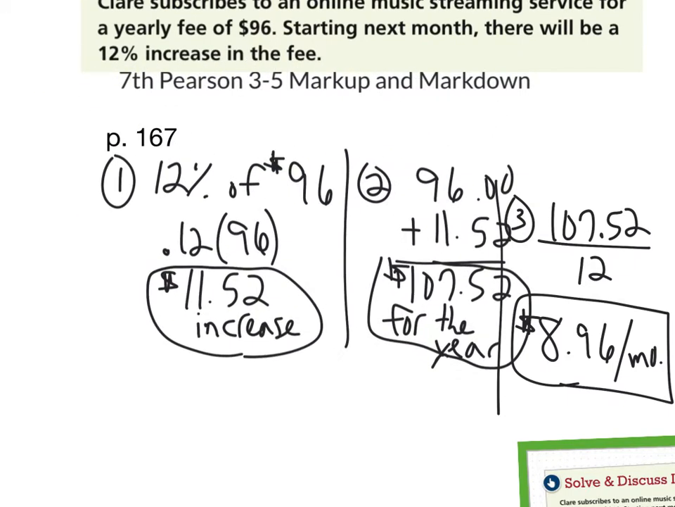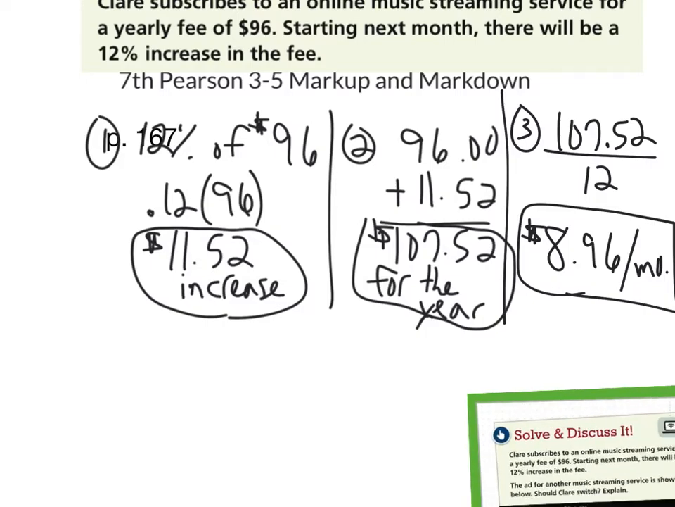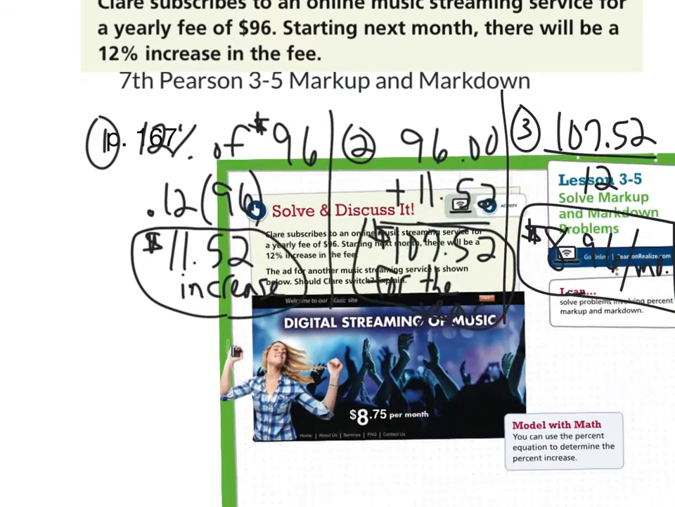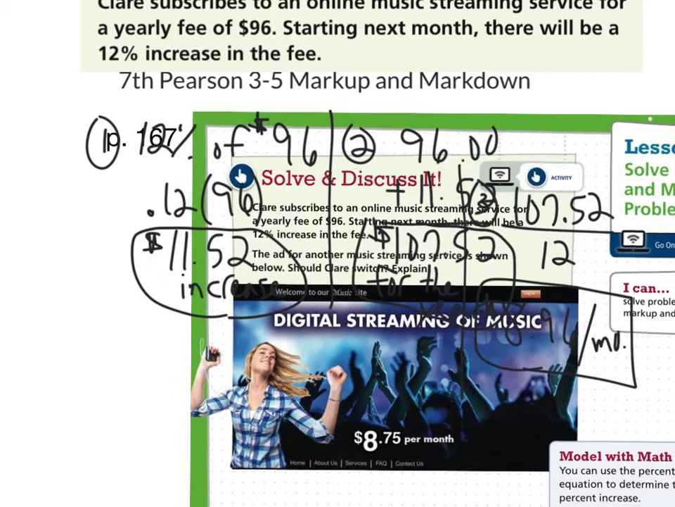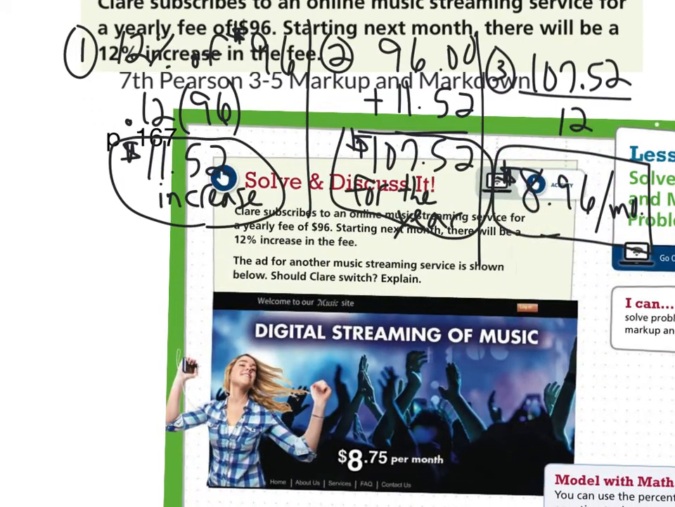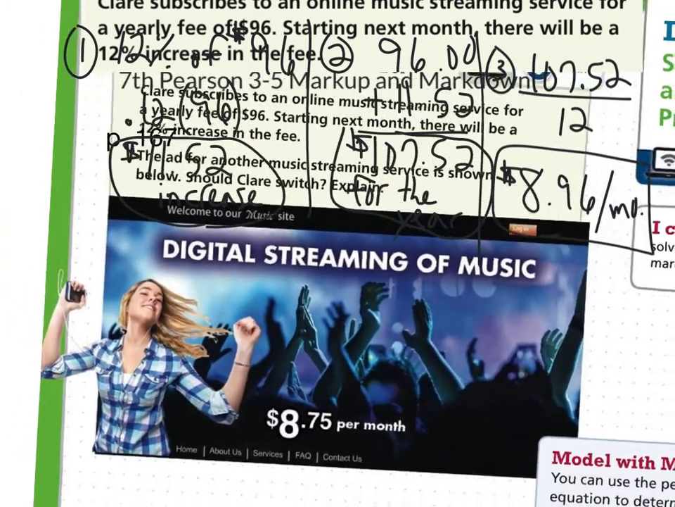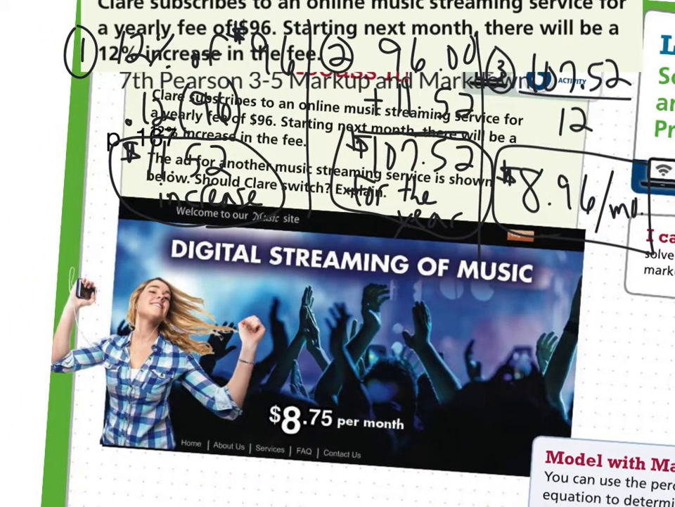So that's what she's looking at with the plan she's on now. You can see that the other plan is going to be $8.75 per month. So it actually would be cheaper for her to switch to this other streaming service, assuming they have the same options available for her to stream. And there are different other ways you could have worked this problem out. This is just one of them.